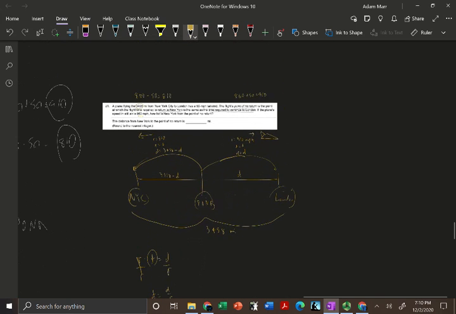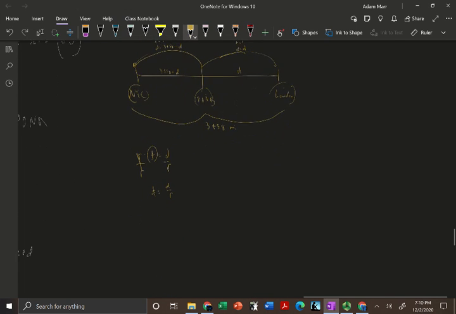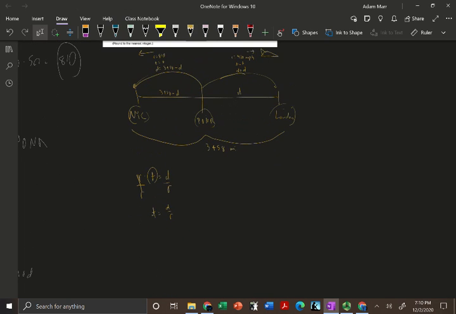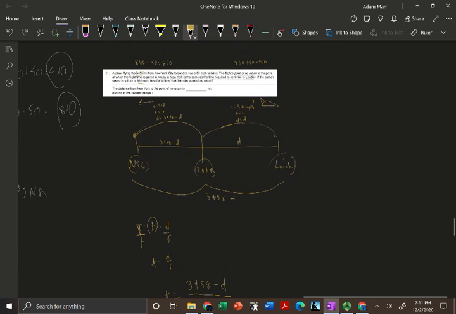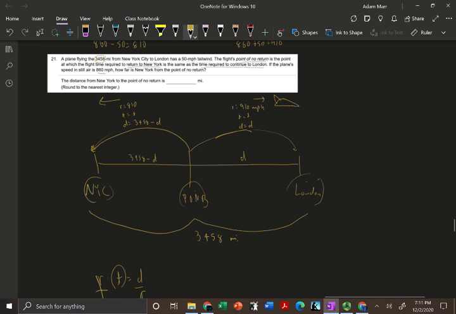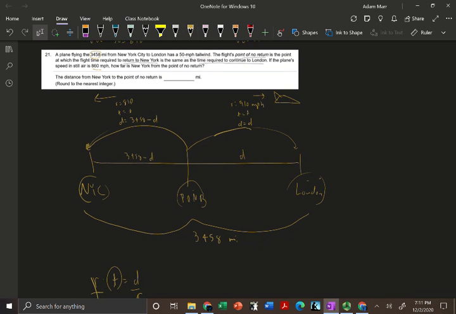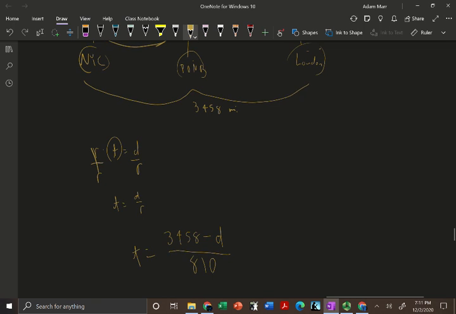All right, so the first time is going to be your distance, which is 3458 minus D, over my rate, which is 810. And ultimately, by the way, it says right here, how far is New York from the point of no return? That's ultimately the one that we want to figure out. So let's circle that so we remember.